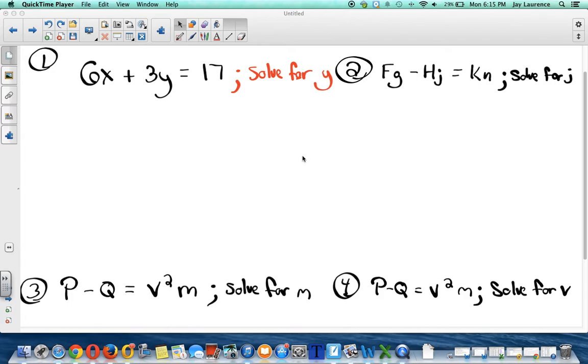Hello, algebra students, Mr. Lawrence here, and I got to tell you, some of you have been working so hard at trying to solve these literal equations. I'm very proud of the effort you're doing. You're learning to see these variables as numbers, unknown numbers, but numbers nonetheless.